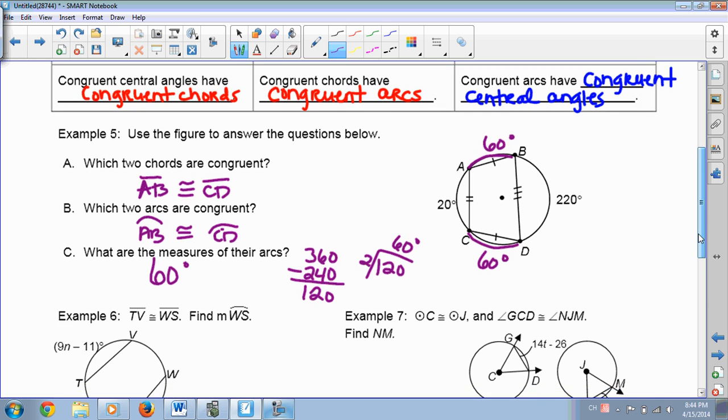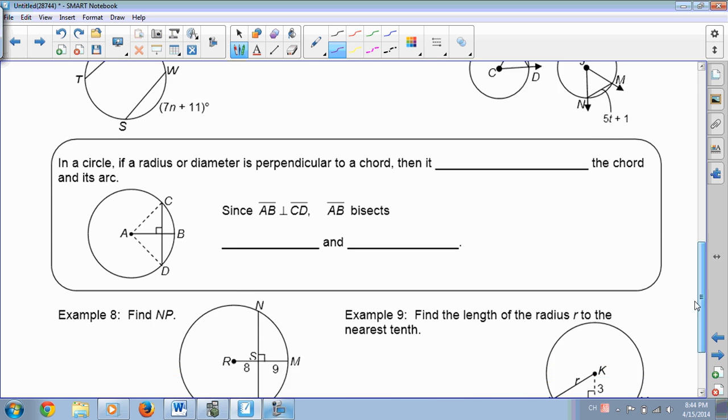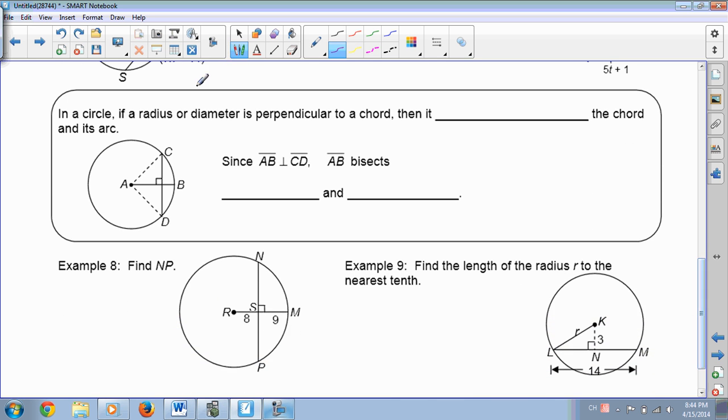Okay. We're going to save examples 6 and 7 for class. Let's go ahead and look down at the bottom of the page. In a circle, if a radius or a diameter is perpendicular, keyword, to a chord, then it bisects, or cuts in half, the chord and its arc. Okay, so here is our radius. Here's the chord and it's bisecting. So it's cutting the chord in half. So each one of these would be congruent.